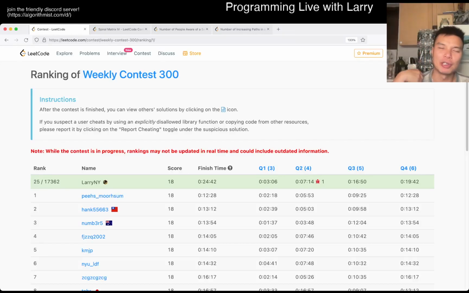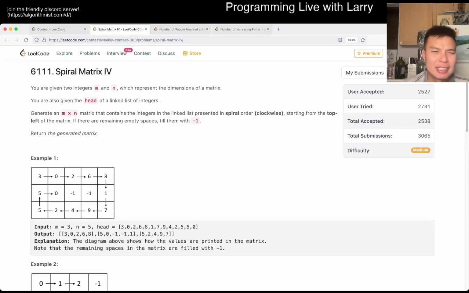This is me going with Q2 of the weekly contest 300, Spiral Matrix 4.